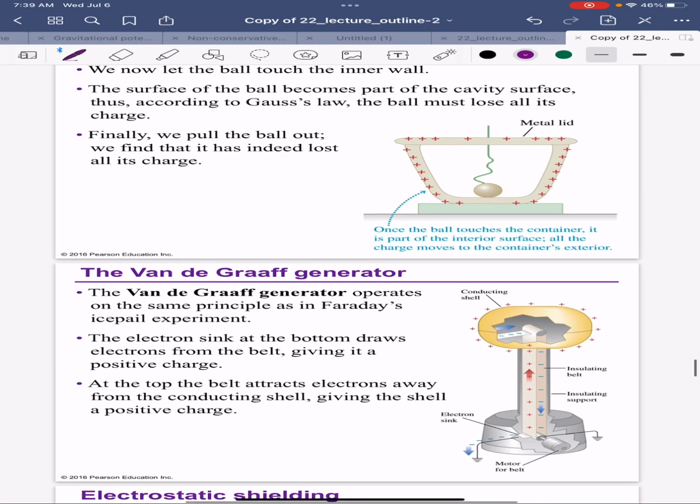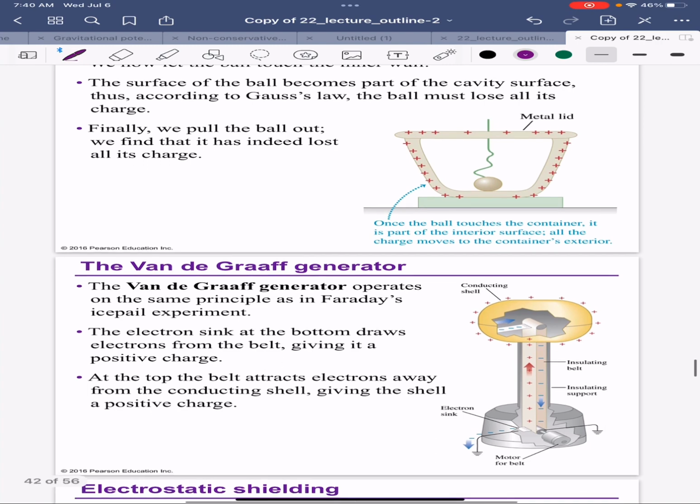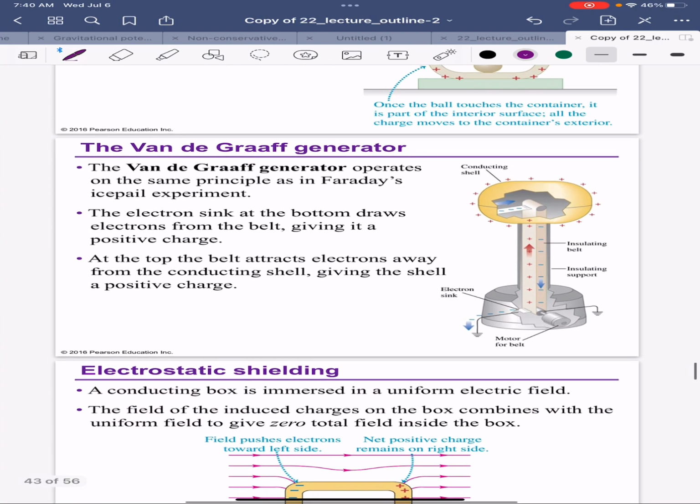The Van de Graaff generator is a device that we use for generating charges, very similar to the introductory picture, where the dome holds the charges. It operates on the same principle as in Faraday's ice pail experiment, and it can create charges.